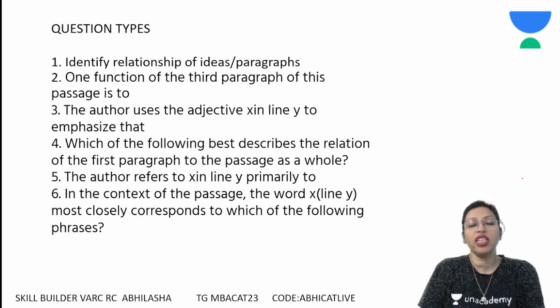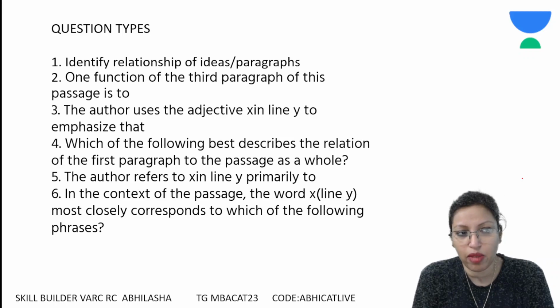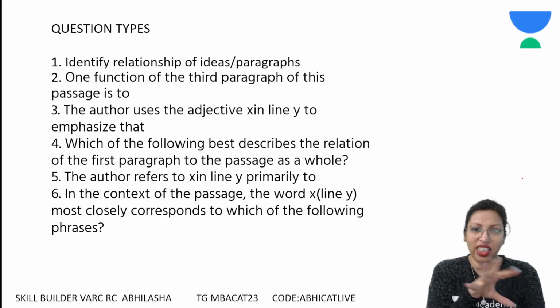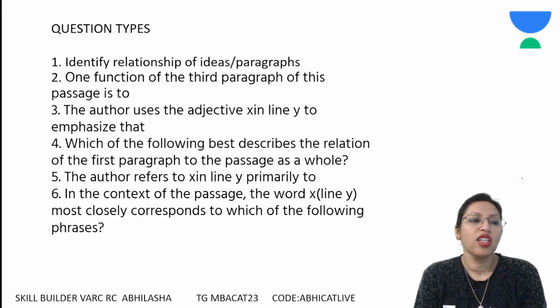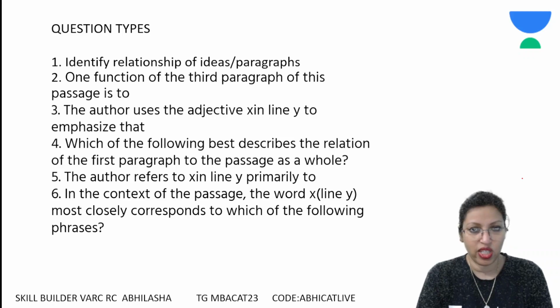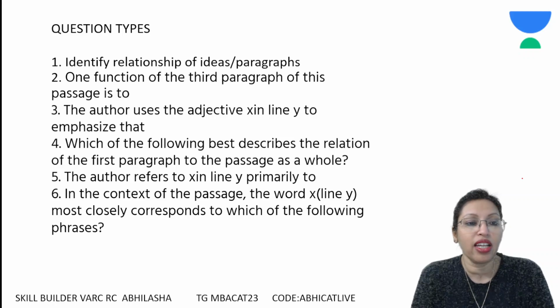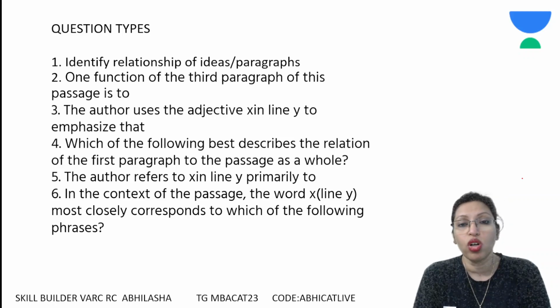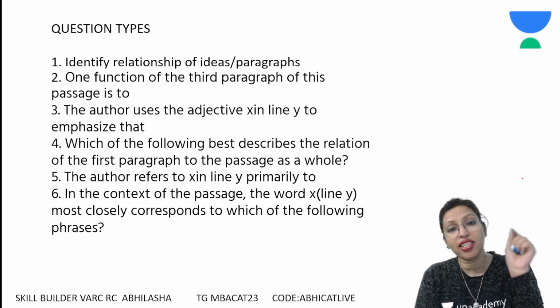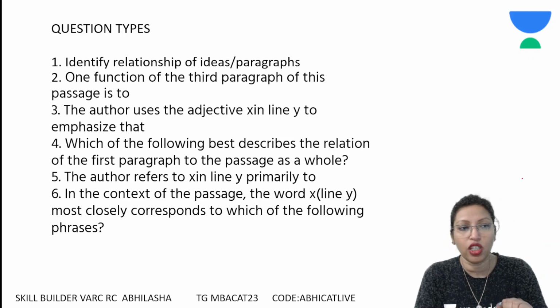Now, the question types here could be one of these or could be many of the other types also, but essentially these are some of the types that you would find. So identify the relationship of ideas or paragraphs. So that could be one. It could be one: the function of the third paragraph of this passage is to. So why has the writer put down the third paragraph? What is the purpose of the third paragraph? We try and spot that.